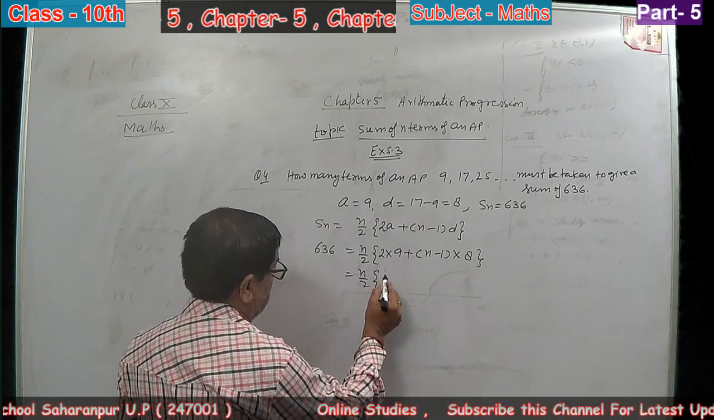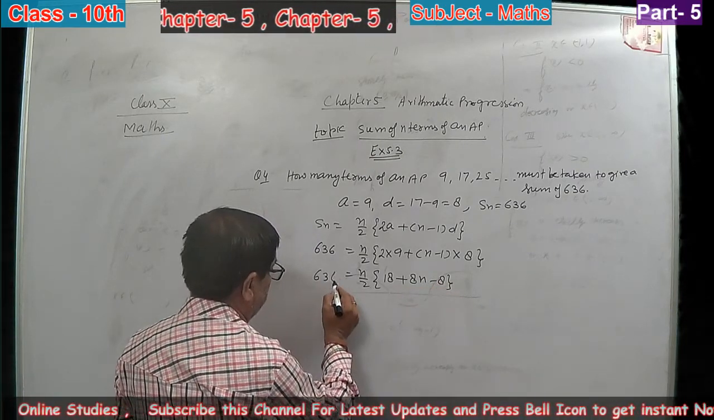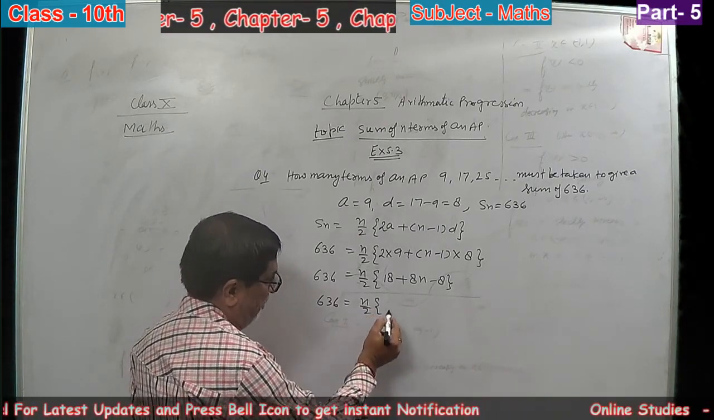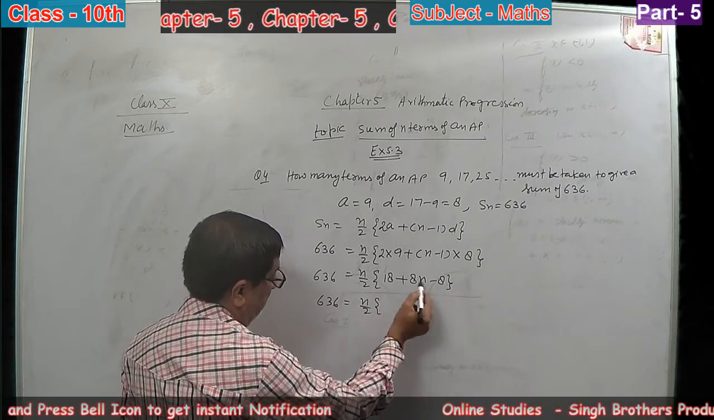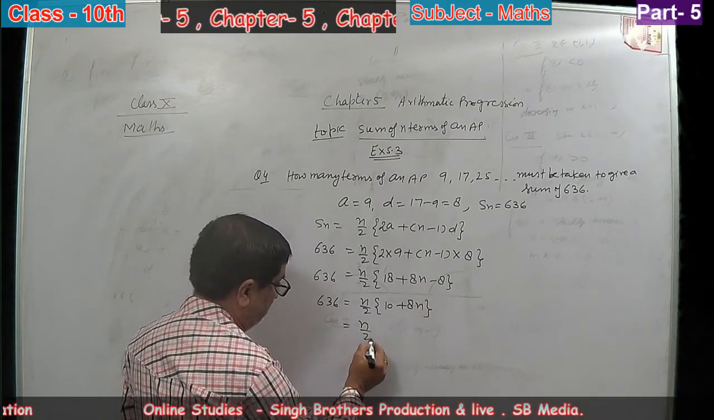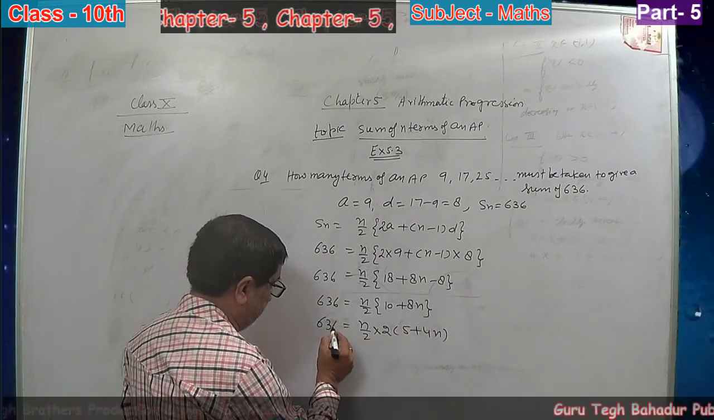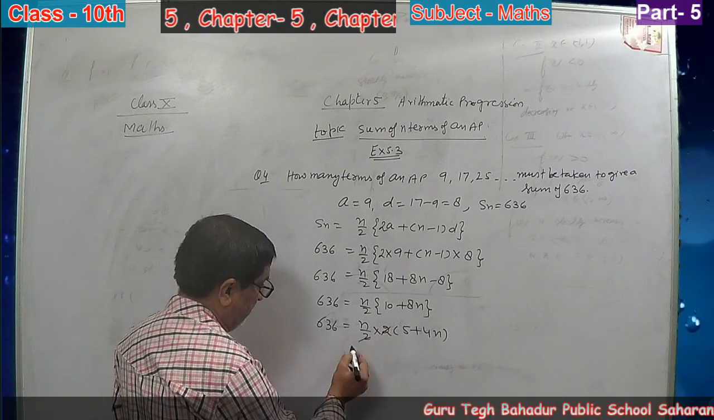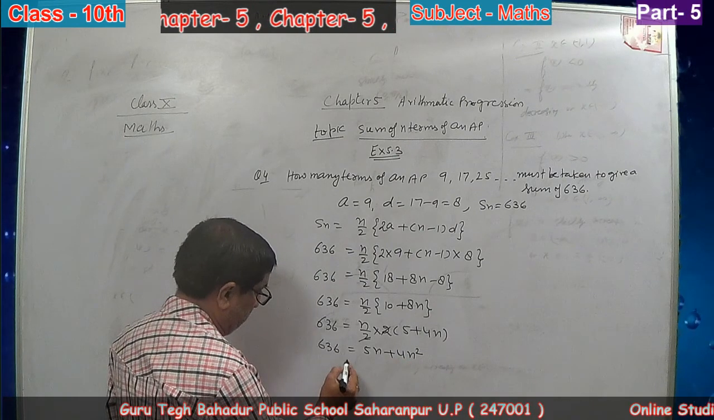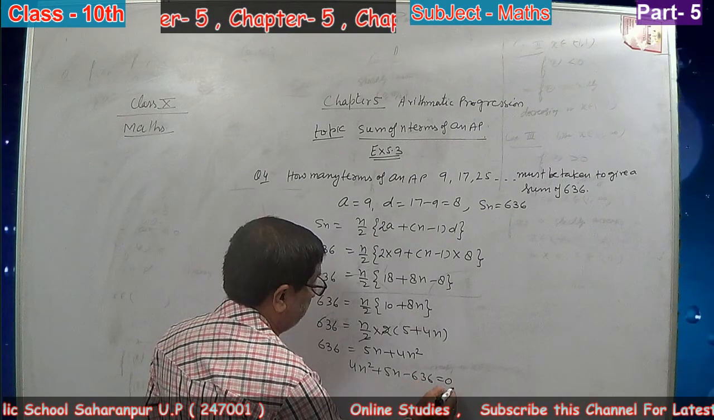n upon 2, 18 plus 8n minus 8, equals 636. 636 is equal to n upon 2, 18 minus 8 is 10, plus 8n. n upon 2, 2 common, 5 plus 4n, that is 636. 2 and 2 cancel, 5n plus 4n square, or 4n square plus 5n minus 636 is equal to 0.